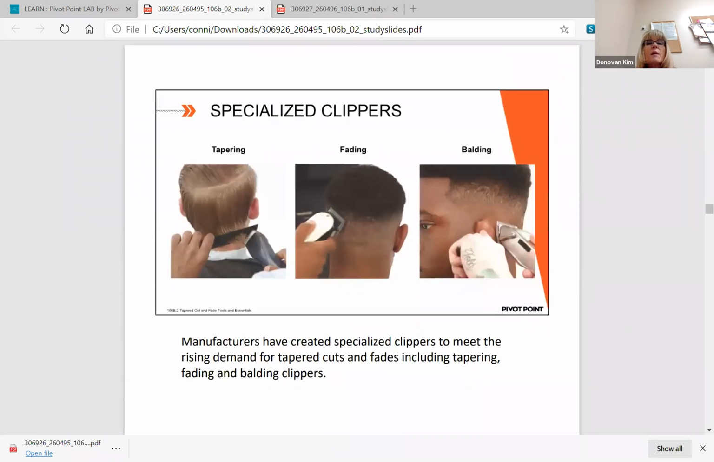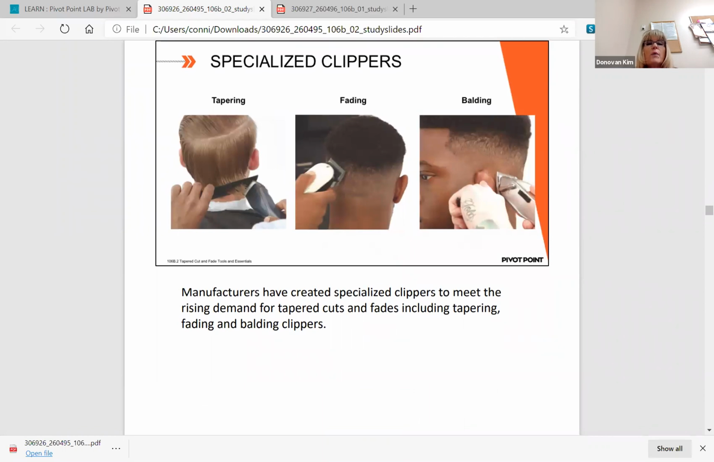So when we go into the different types of clippers, we have them for tapering, we have them for fading, and we have them for balding. And I'm sure that there are a few other types of clippers out there by now.